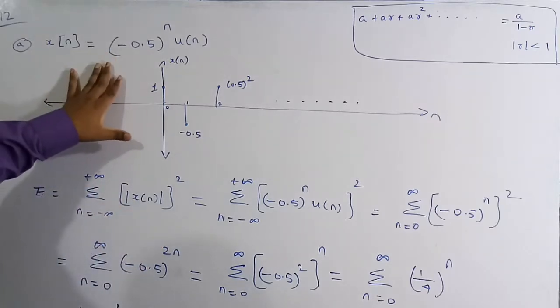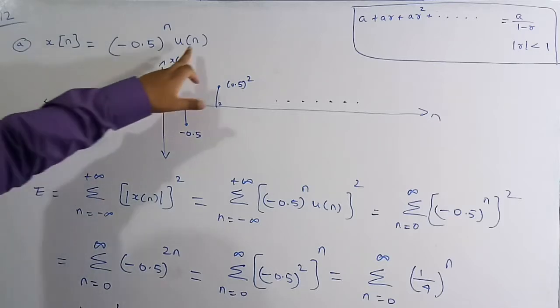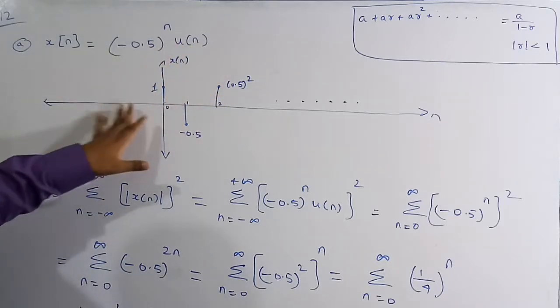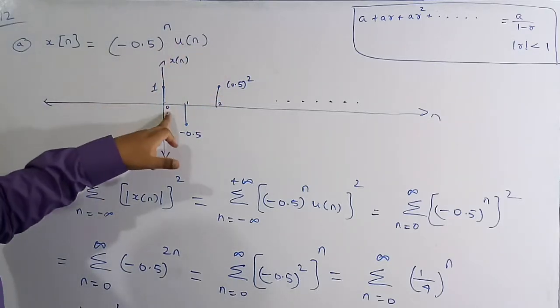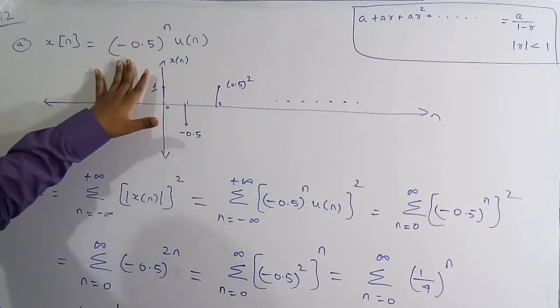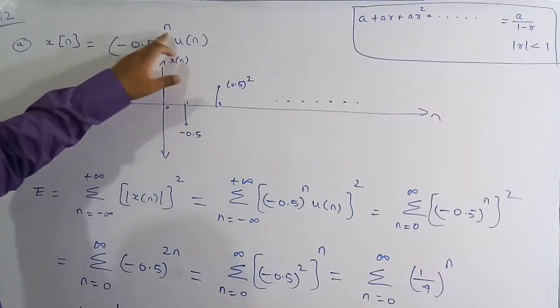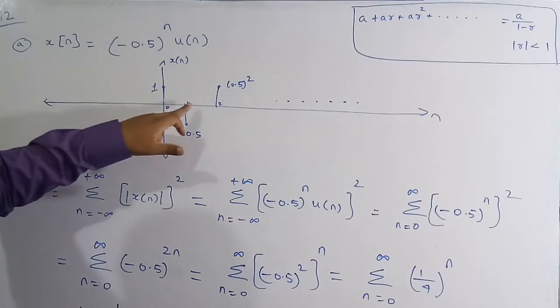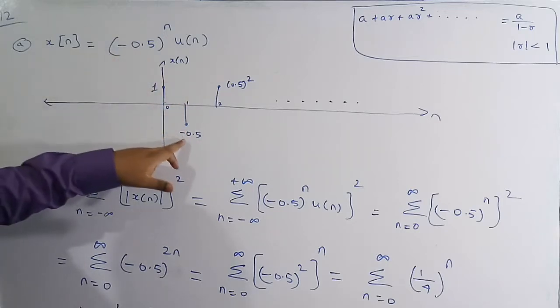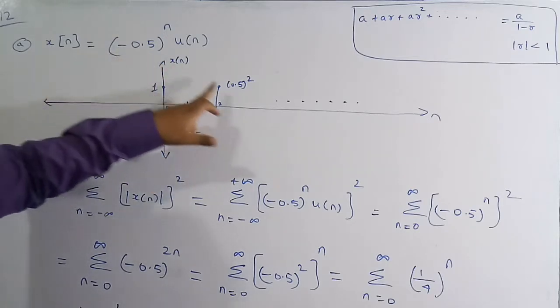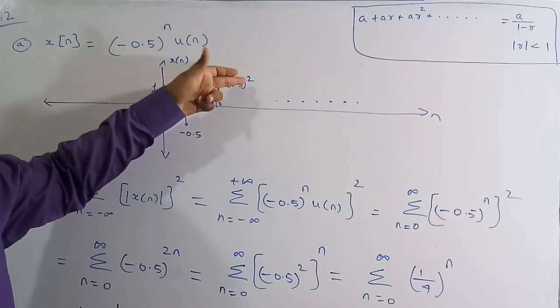So let me draw the diagram for this x of n. Because it is u of n, for n less than 0 its value is 0, and for n greater than or equal to 0 we need to find its values. When n is equal to 0, anything to the power 0 is 1, and if n is equal to 1 we get minus 0.5, and if n is equal to 2 we get minus 0.5 whole square, which is again a positive value.